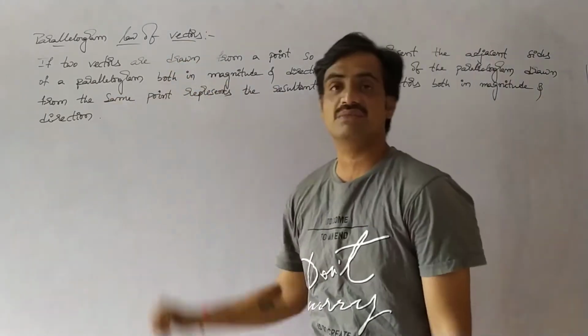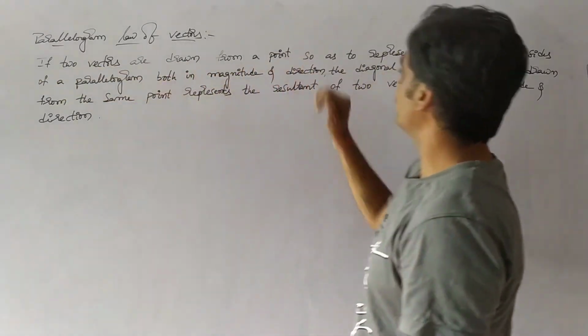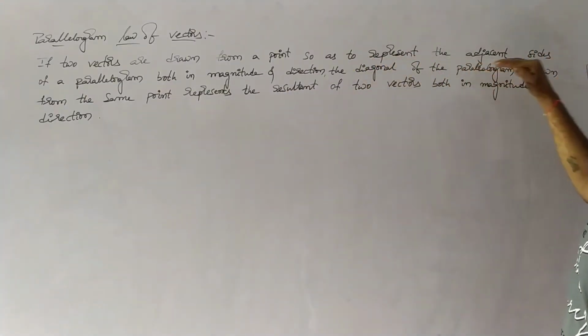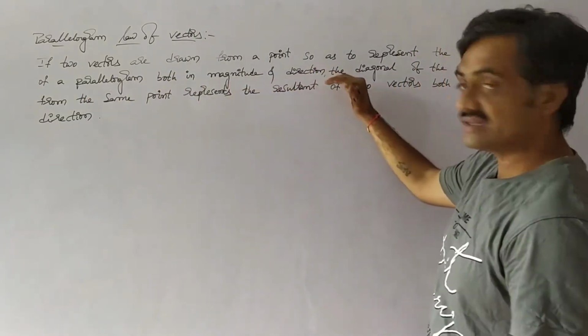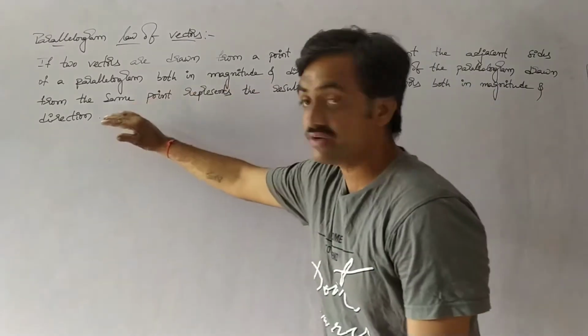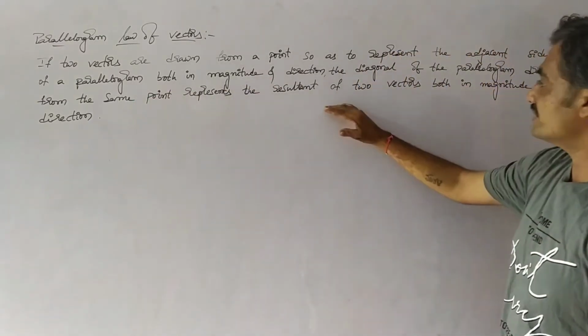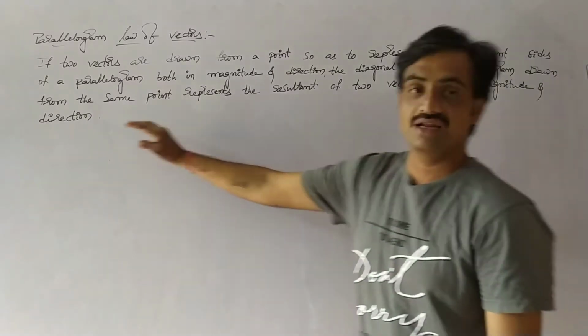Let us see the statement of the parallelogram law. If two vectors are drawn from a point so as to represent the adjacent sides of a parallelogram both in magnitude and direction, then the diagonal of the parallelogram drawn from the same point represents the resultant of the two vectors both in magnitude and direction.